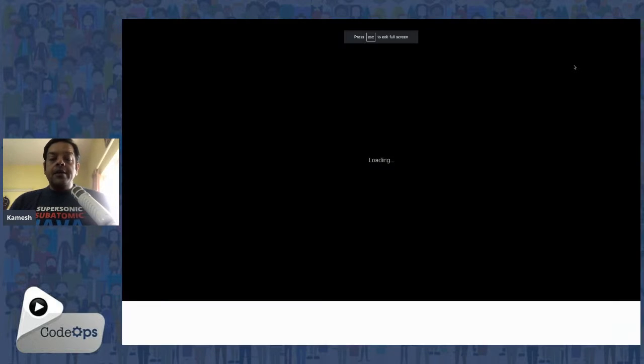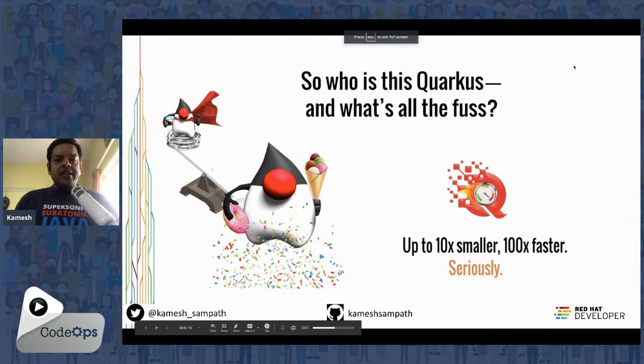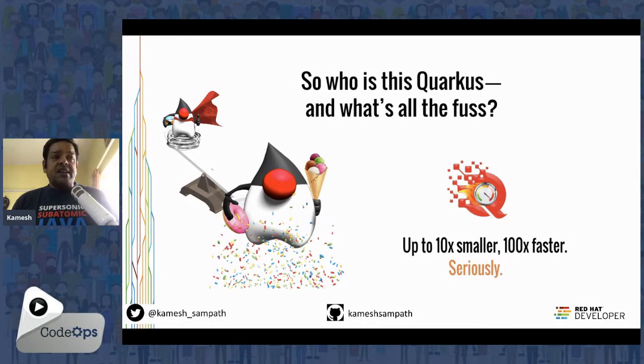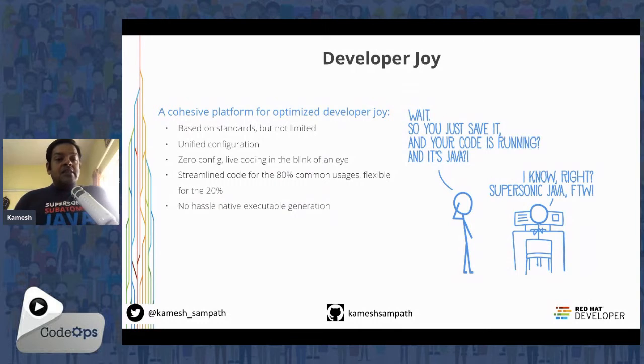So we saw two things right now: it's 10x smaller and 100x faster, because when I go into native mode, I'm getting super speed. And even in the normal JVM mode, it's comparatively speedier than other frameworks. But it's more than this, it also gives you developer joy. I'll come back to this developer joy point in a second.